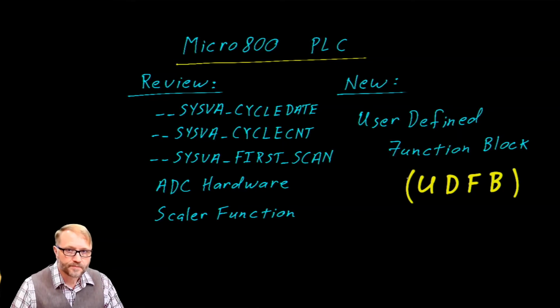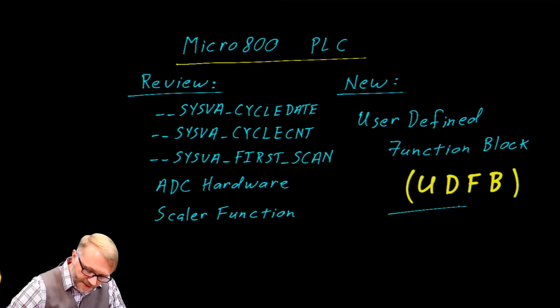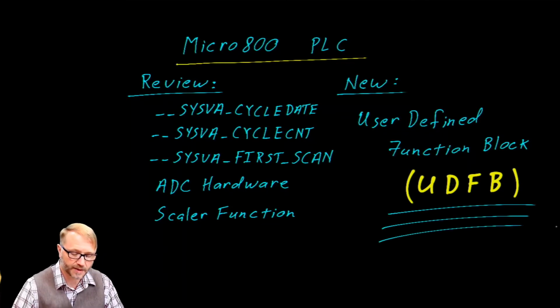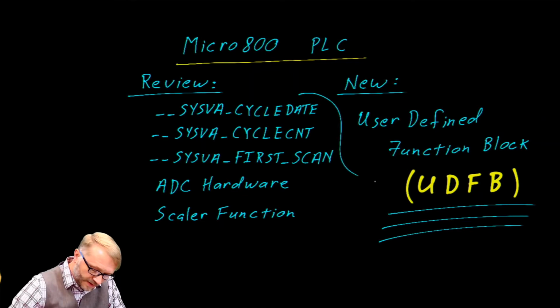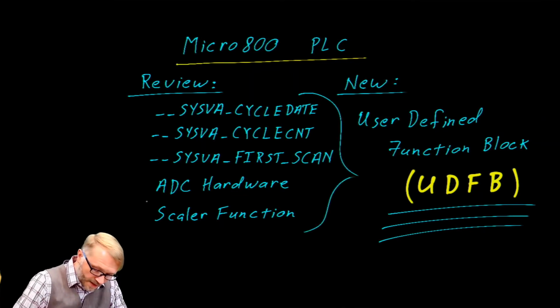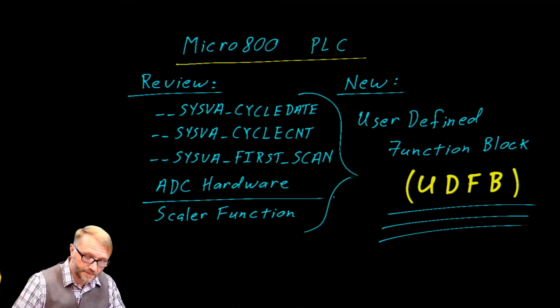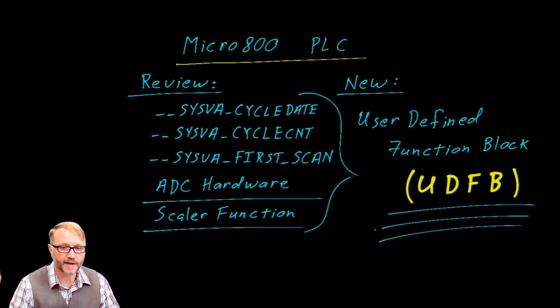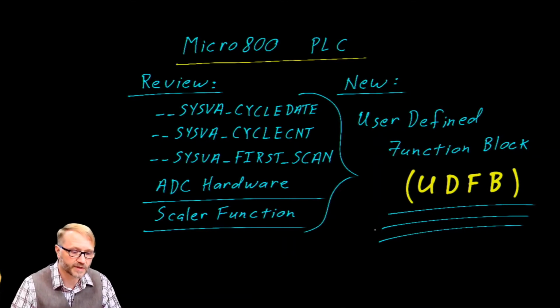This is it. This is the big day, the day we finally get to talk about the user-defined function block. Before we do, let's review some of these system variables, the analog to digital hardware, and the scalar function, because these are some of the things that we are going to pull into and encapsulate within the user-defined function blocks. System variables.